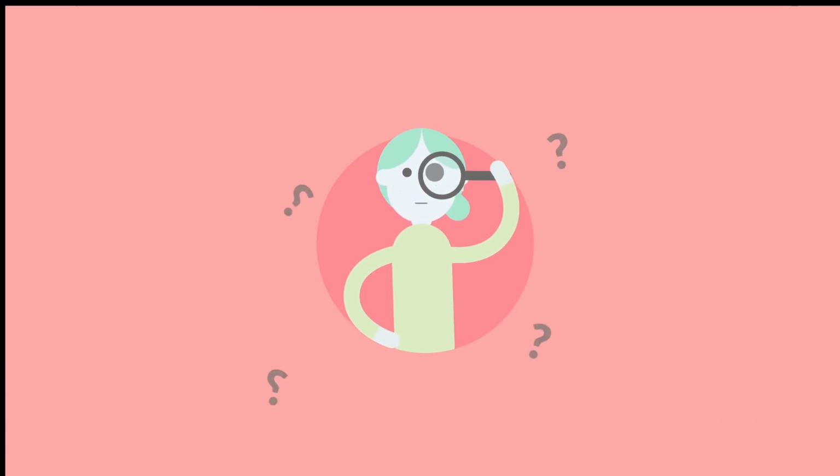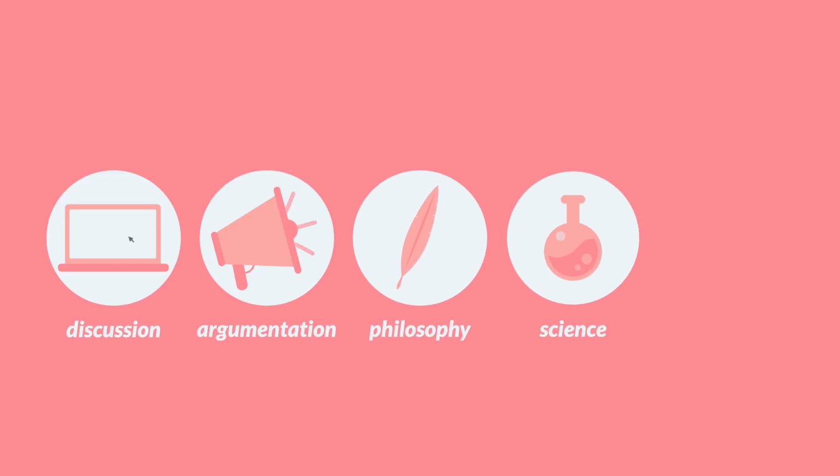Human beings are always in search of truth. We want to know things. To not know often causes us great pain. We search for truth together in various ways such as discussion, argumentation, philosophy, science, and even art.